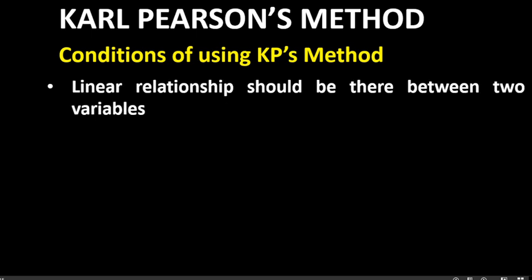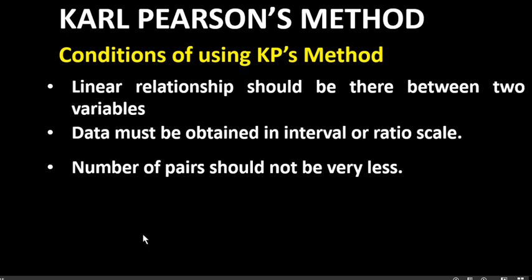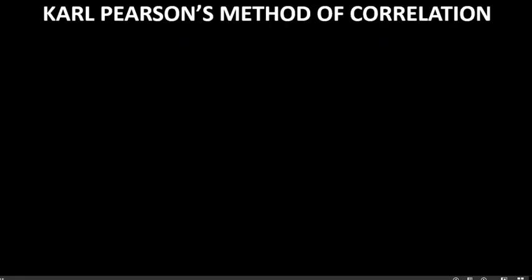Number one, a linear relationship should be there between two variables. If a linear relationship is not there, then this method cannot be used. Another condition is that data must be obtained in interval or ratio scale. If data are obtained in ordinal scale, then also this method cannot be used. The number of pairs should not be very small. No fixed number is there for the number of pairs for Karl Pearson's method, but it is said that if the number of pairs is less than 5, then this method cannot be used.